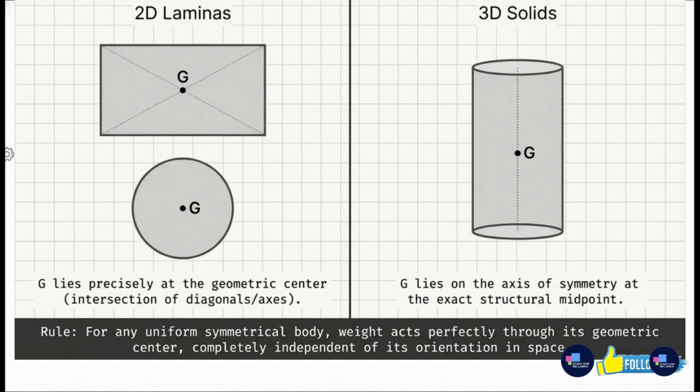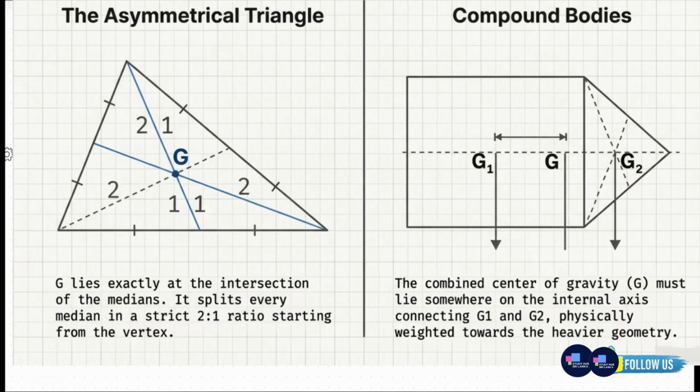One last thing before we move on. We know weight pulls down, but from where exactly does it pull? Well, for any object, we pretend its entire weight acts from a single special point. We call it the center of gravity. Now, for nice, uniform shapes like a rectangle or a circle, it's easy. It's right in the geometric center. But for more complex shapes like a triangle or something made of a few parts stuck together, we have to use some specific rules to find that exact point.